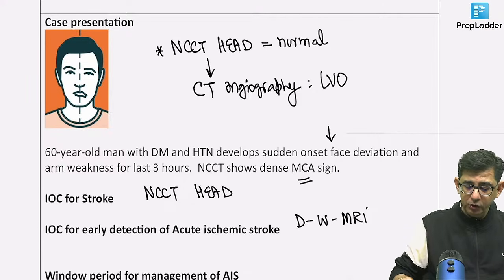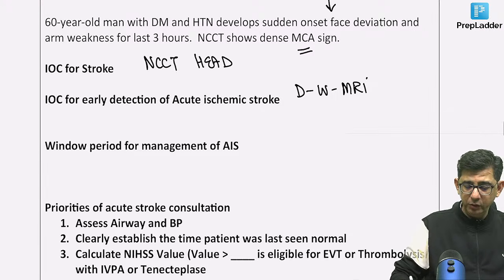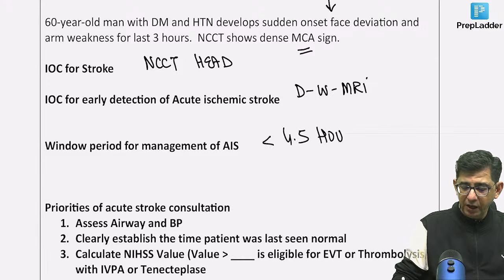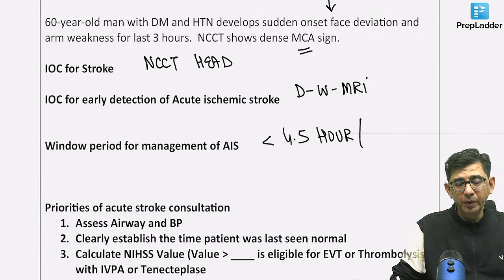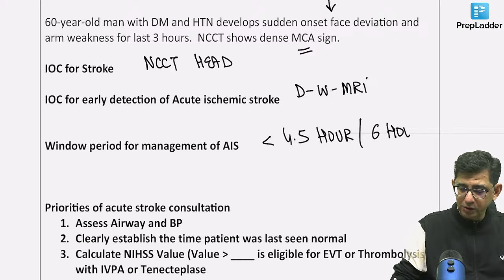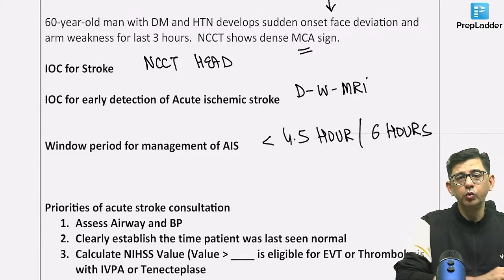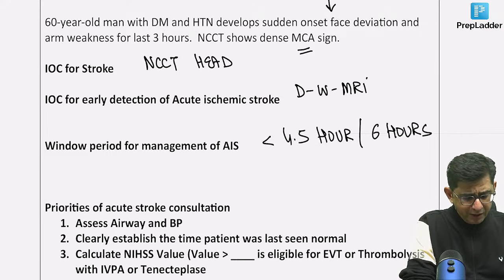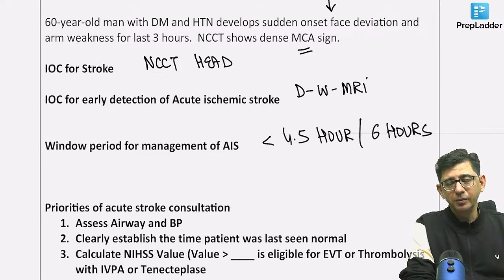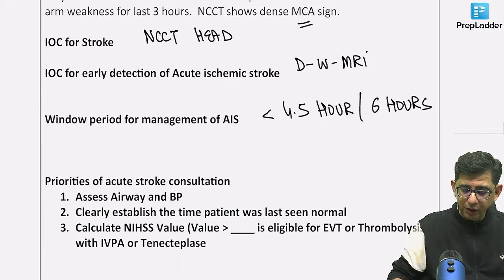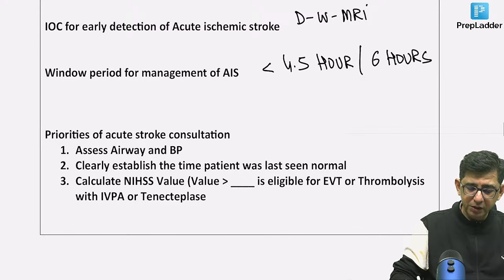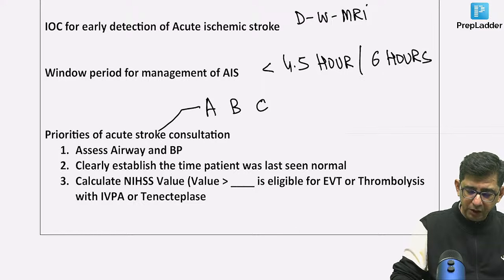the patient. So the window period for management of acute ischemic stroke, everybody knows, is 4.5 hours. Ideally, if he says upper limit, then you can say 6 hours, because we want to extend the benefit up to 6 hours. And in many questions he won't ask so much, he will directly say: what is the topmost priority of acute stroke consultation? Then answer ABC, where A would be securing the airway of the patient.